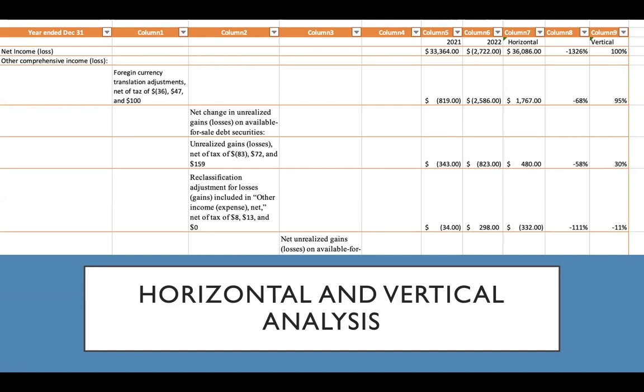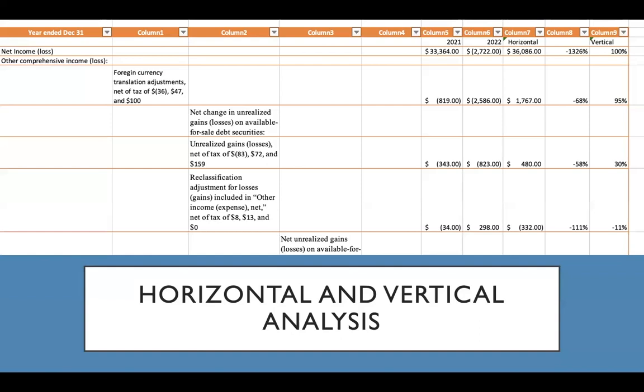The biggest thing that stood out to me was this foreign currency translation adjustment. We actually see from their 2020 information that Amazon went negative from their 2020 to 2021. That 819 has actually gone down from 2020. But then in 2022, we see an incredible jump from negative 819 to negative 2586. That's a negative 68% decrease, as we see by the horizontal analysis.